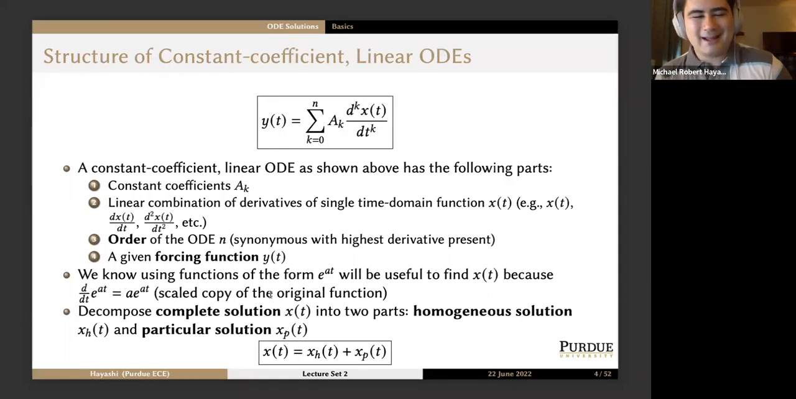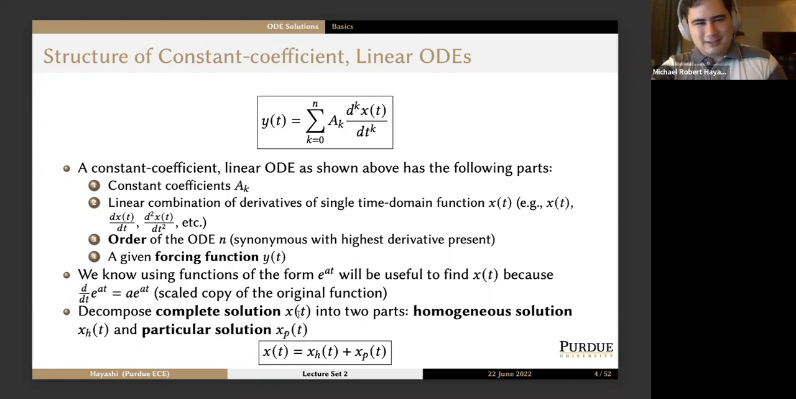If you want to know why it's the exponential, the very hoity-toity mathematical explanation is that the exponential function is the eigenfunction for the differential operator. Or you can just say it has this nice property that when you take its derivative, you just get a scaled copy of itself.